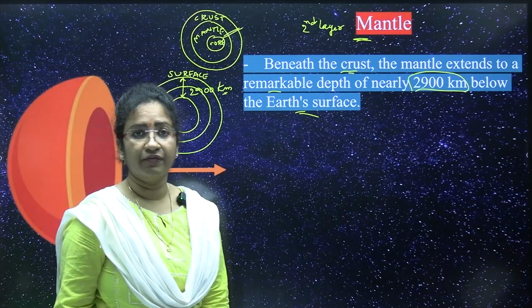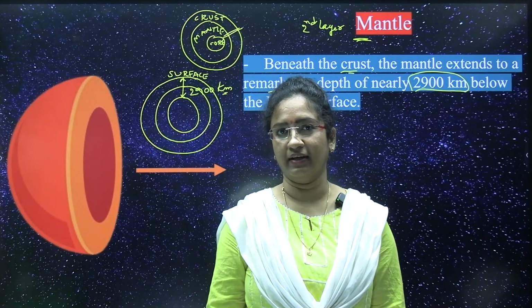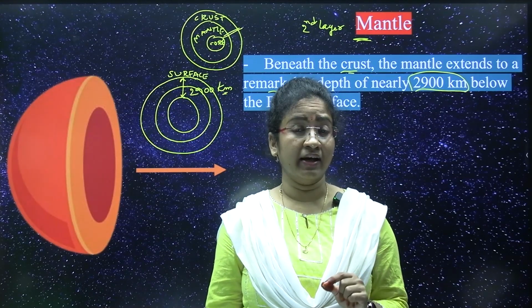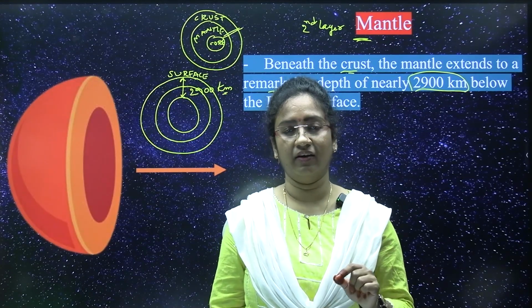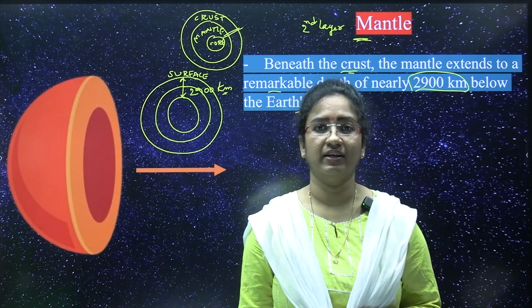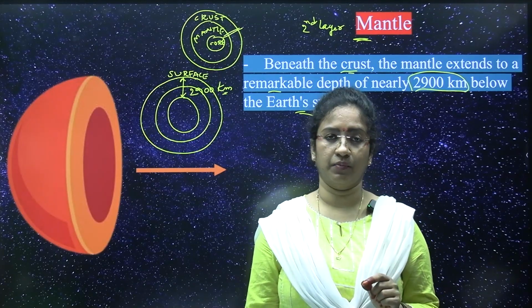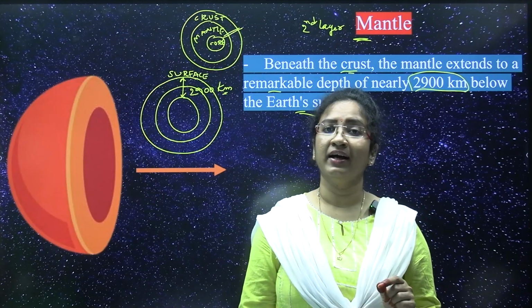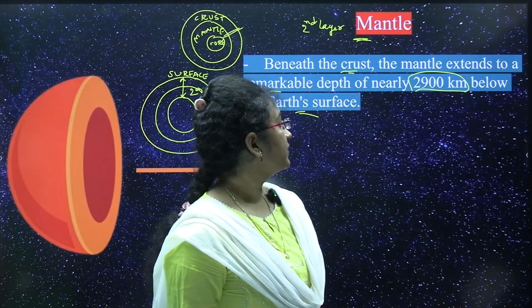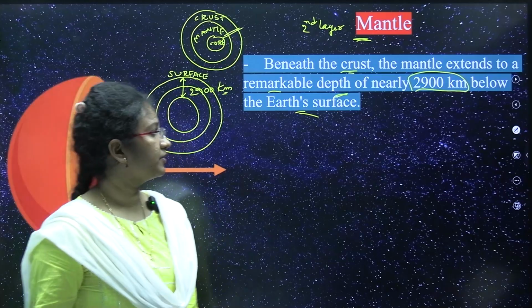If you want to reach the mantle layer beneath the Earth, you have to travel 2,900 kilometers. Until there, we have the mantle layer. It extends up to a depth of 2,900 kilometers. So remember this, this depth is important. It is 2,900 kilometers below the Earth's surface. So this is the extent of our mantle layer.